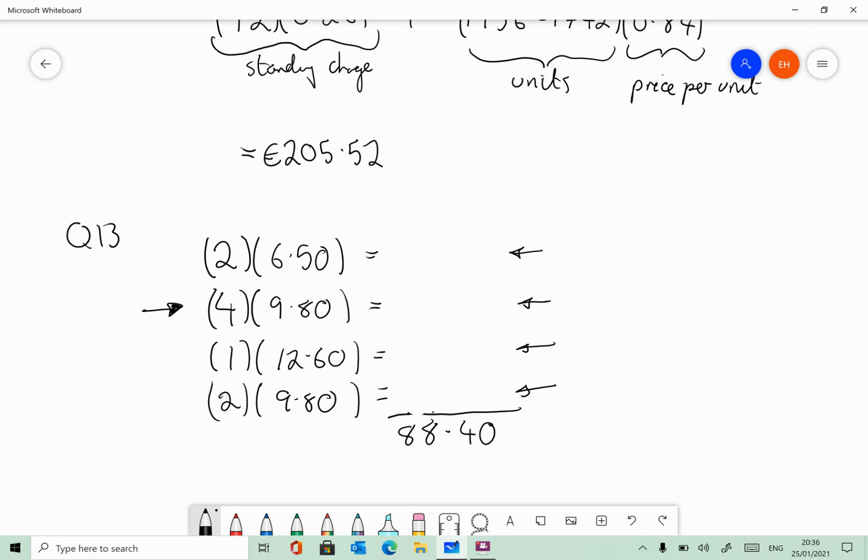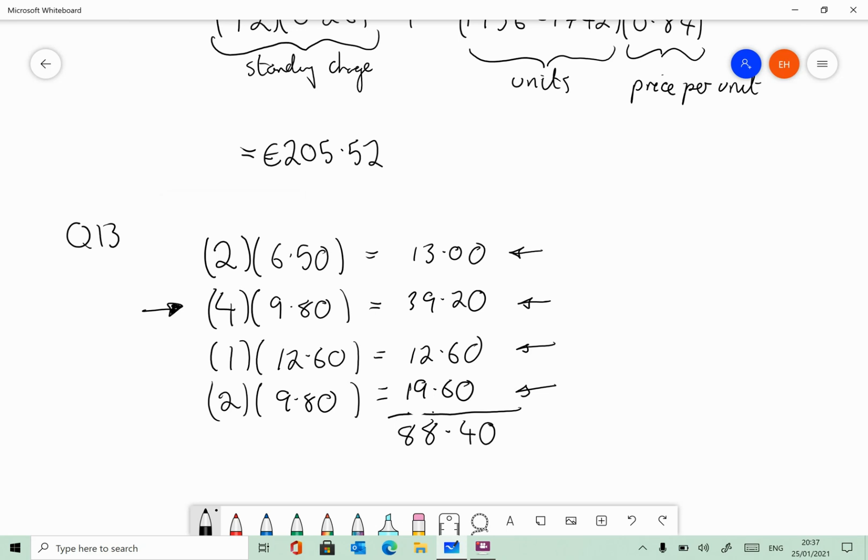Right, so let's do that again. That's 12, that's 13. That's 39.80 multiplied by 4 is 39.20. 12.60. And I think it's 19.60. 9.80 multiplied by 2 is 19.60. Very good year, apparently.